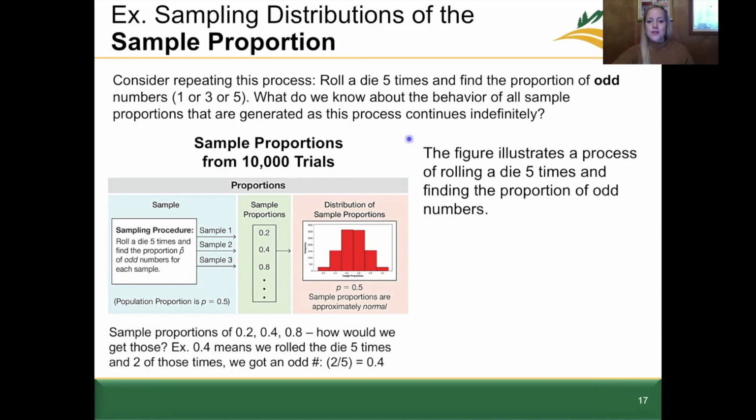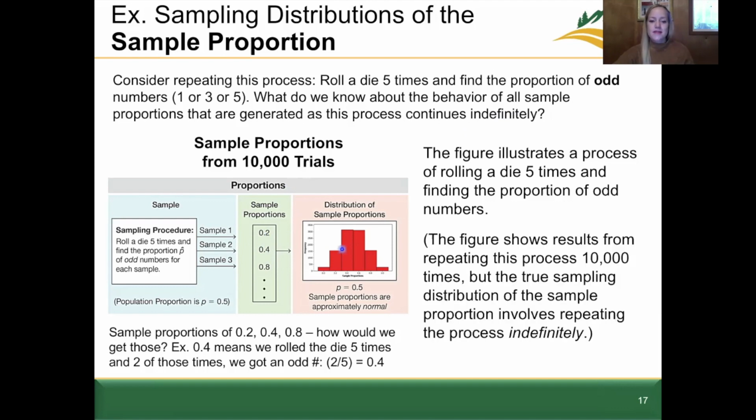So we're told we're going to repeat this indefinitely. We're going to keep rolling the die 5 times and calculate the proportion value. So in this part of the figure, it shows the results from repeating this process 10,000 times. But the true sampling distribution, so what we're looking at in 6.3 are these sampling distributions. The true sampling distribution of the sample proportion involves repeating this process actually indefinitely. So an infinite number of times. Here we're just looking at this process repeated just 10,000 times.